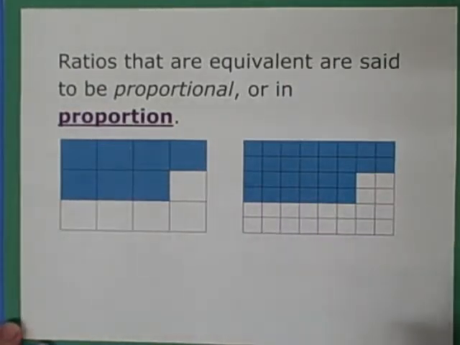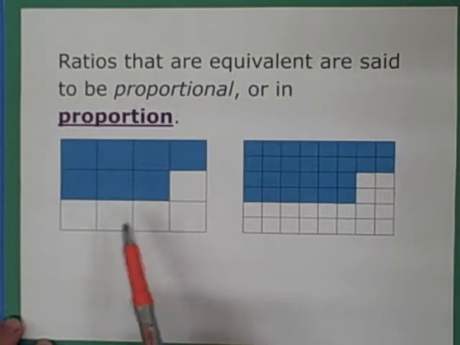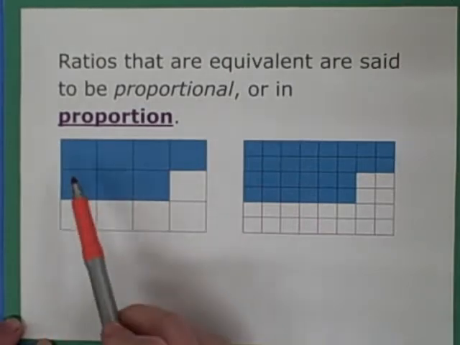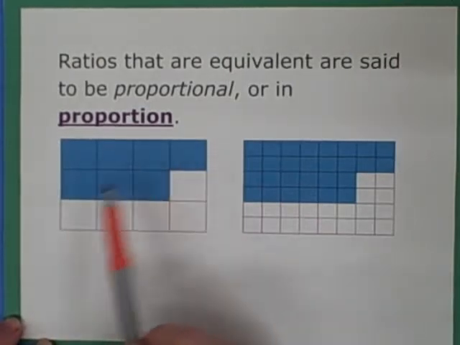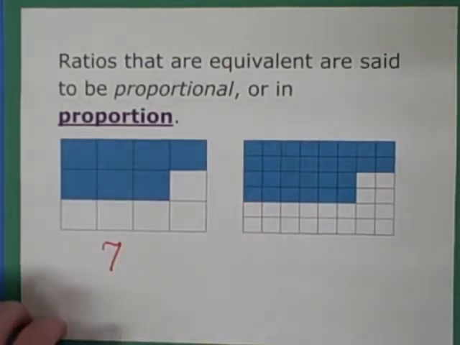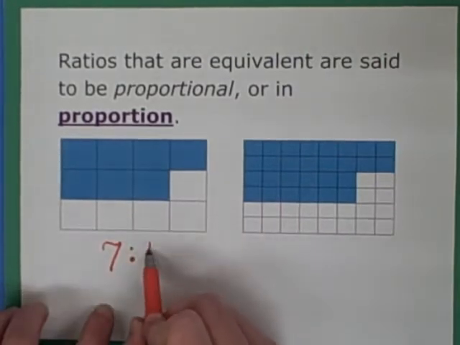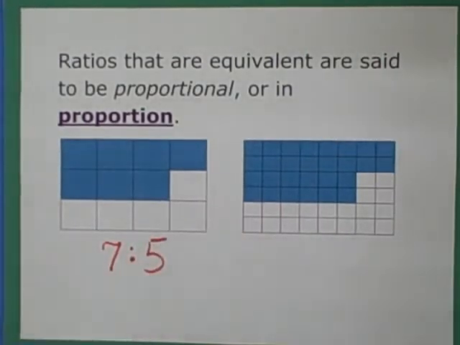Let's look at this example again. We've already seen it before, but if we were to find the ratio of shaded to unshaded boxes, or blue to white, we would count the blue and we have 7 blue, or 7 shaded, to 5 that are not shaded. That's a ratio of 7 to 5.